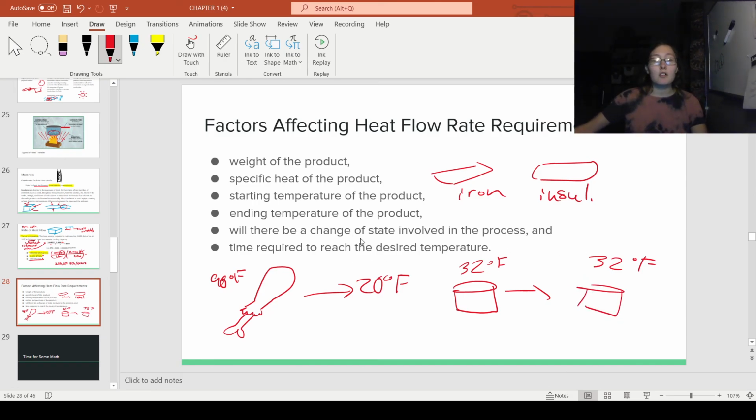Your starting temperature and your ending temperature are going to affect your heat flow requirements. Also, will there be a change of state involved in the process? In this case, you're trying to freeze the liquid in this chicken. You're bringing it below 32, so that's going to be a different heat flow requirement. And the time required to reach each desired temperature. If you're trying to flash freeze something, that's different heat flow requirements than if you're just sticking something in the freezer and waiting for it to freeze, like popsicles or something.